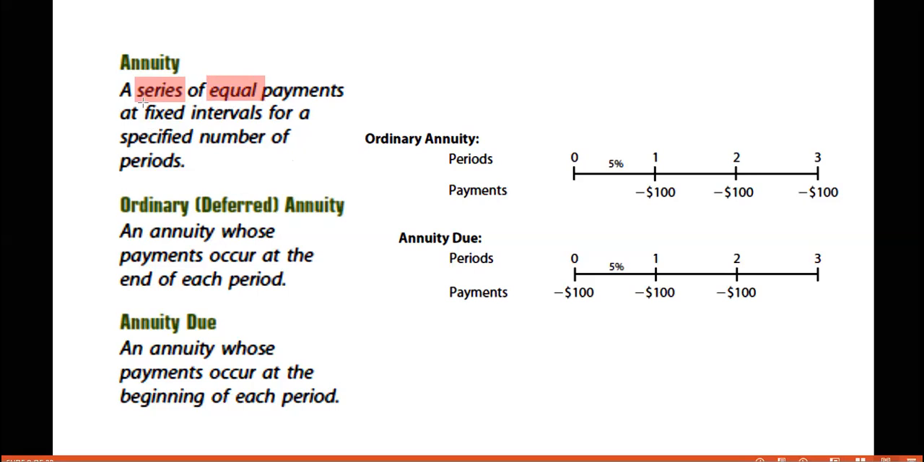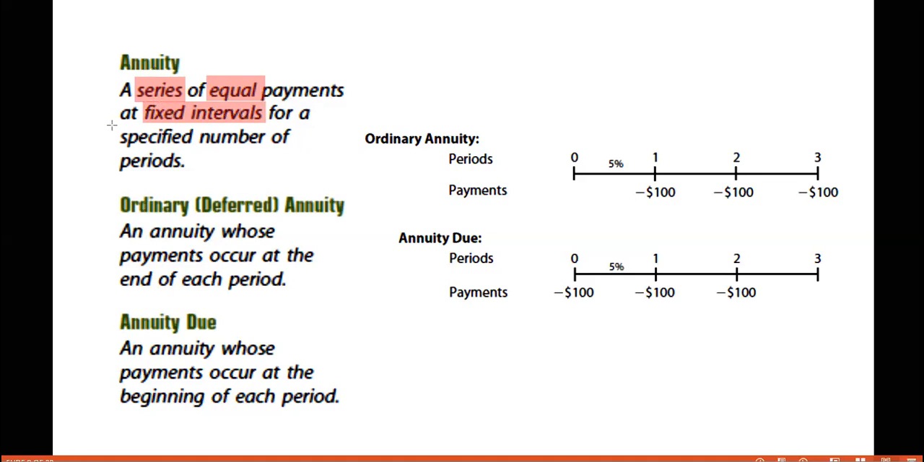The third important thing is fixed interval, meaning the time period between two payments should be equal. If we have a 1 year difference for one payment, then there should be another 1 year difference for the second payment, and for the third payment there is also 1 year difference. So the interval should be fixed or the same for each payment.